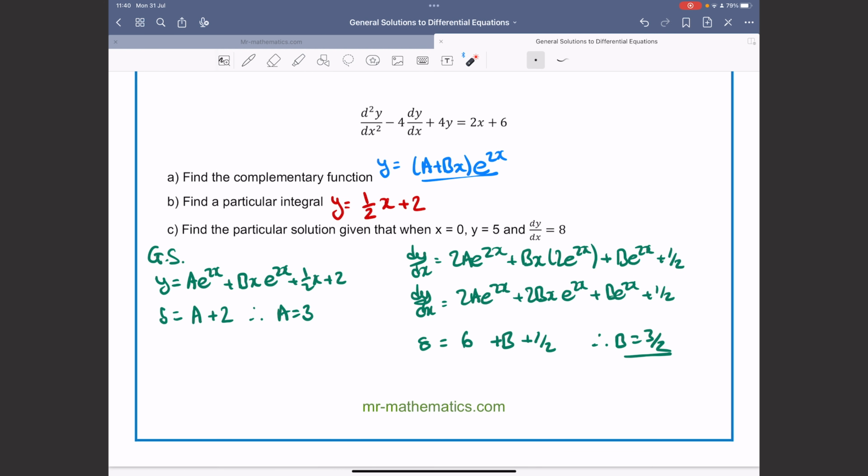So now we've found the values of a and b, we can substitute these back into our complementary function. So we get y is equal to 3e to the 2x plus 3/2 x e to the 2x plus a half x plus 2. So this is the particular solution to this differential equation given these boundary conditions.